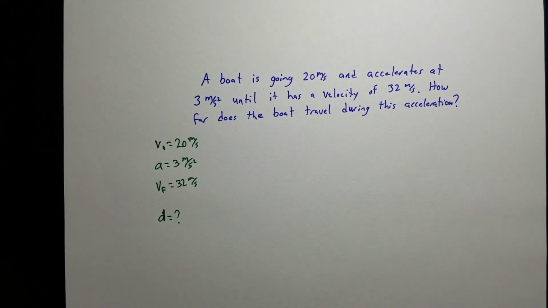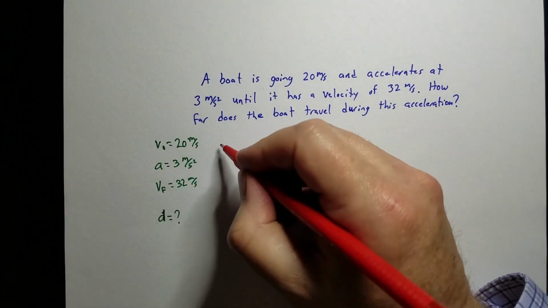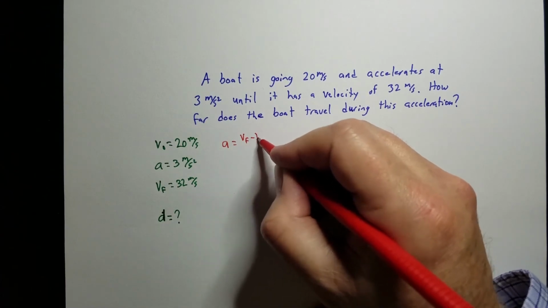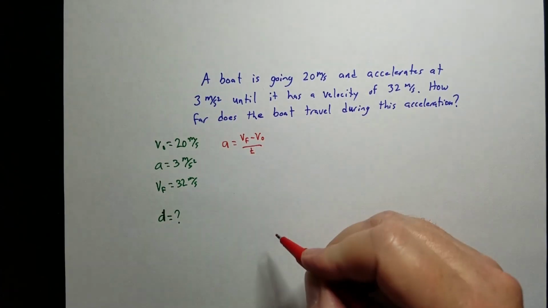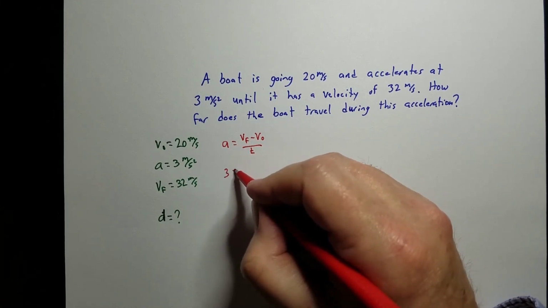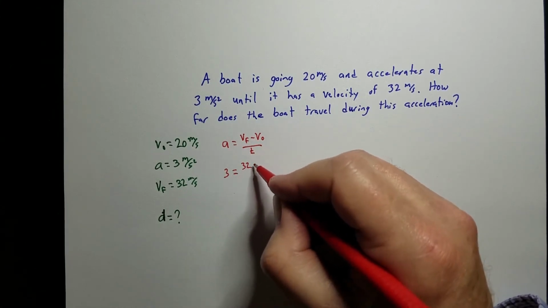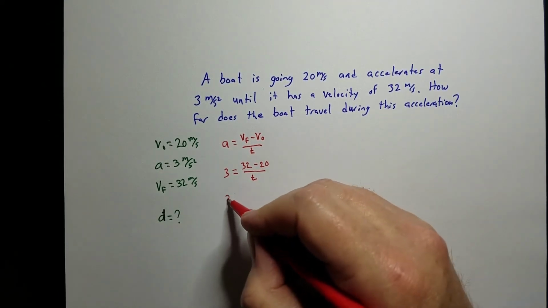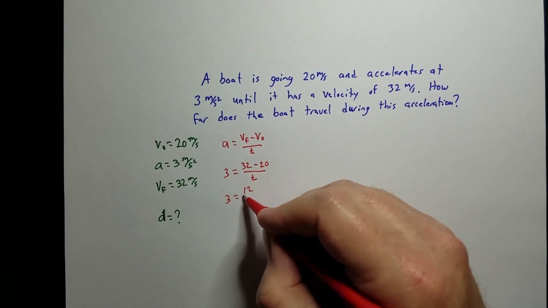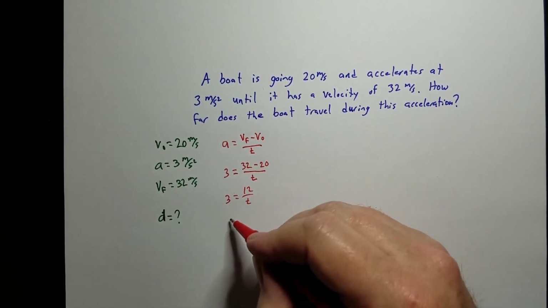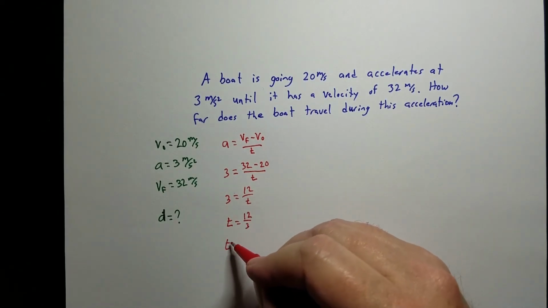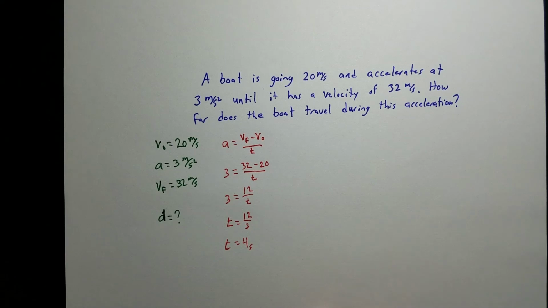So let's start off with this. I've got a, vf, and vo. Looking at my time-dependent equations, this one would be the way to go to figure out what the time is. Acceleration is 3, final velocity is 32, original is 20. We have to solve for t. We swap those out and get a time of 4 seconds.